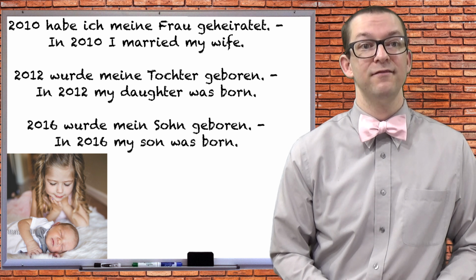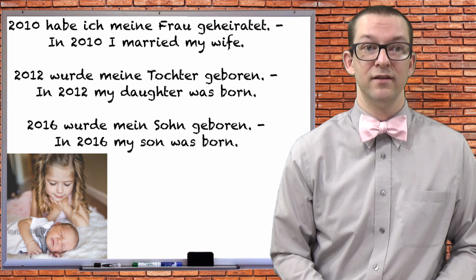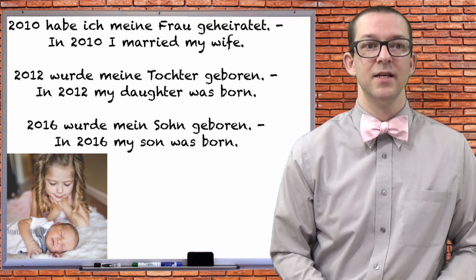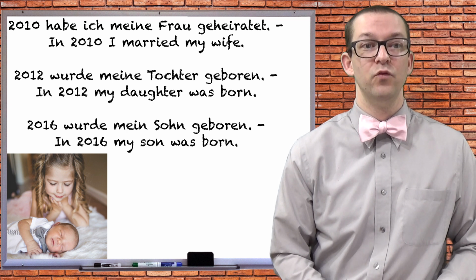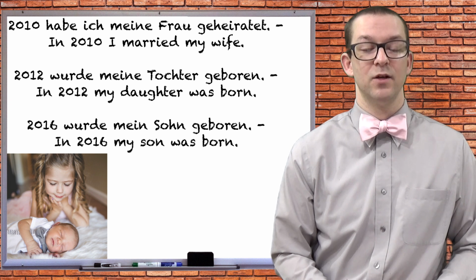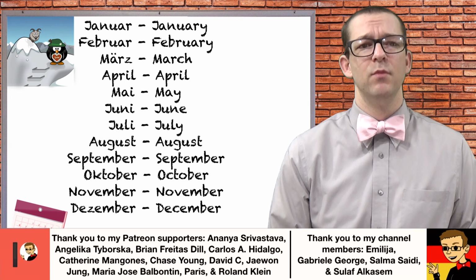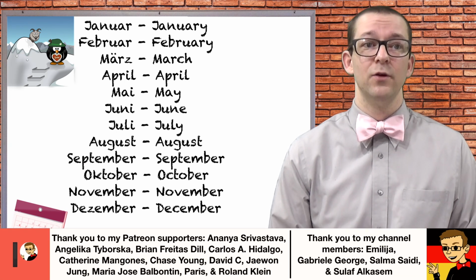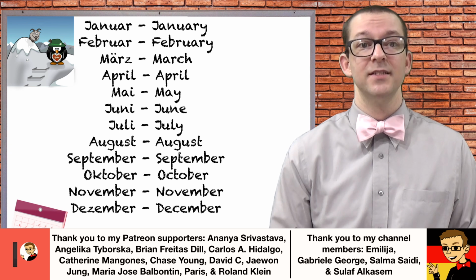2010 habe ich meine Frau geheiratet. In 2010, I married my wife. 2012 wurde meine Tochter geboren. In 2012, my daughter was born. 2016 wurde mein Sohn geboren. In 2016, my son was born. Now you have most of the parts that you need in order to read, write, and say dates in German. The only part I left out is the names of the months in German.